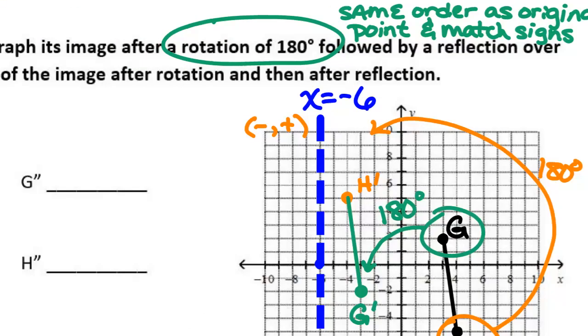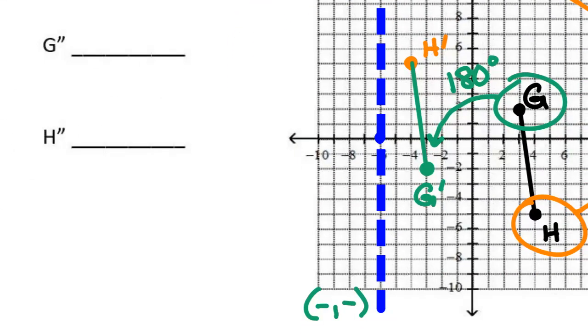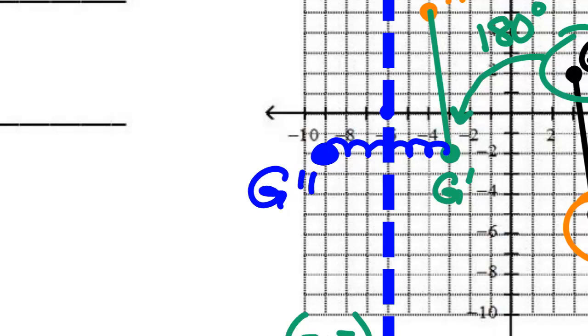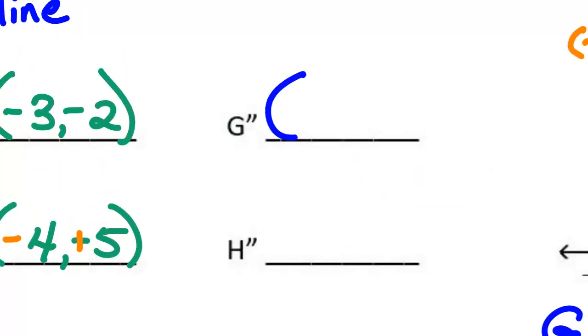Do I have rules for this kind of reflection? No. How do I get my points then? Count. How far away is G from that line that we're reflecting over? Sorry, G prime. 1, 2, 3. So on the other side, 1, 2, 3. Right here would be G double prime. What's that ordered pair? -9, -2.